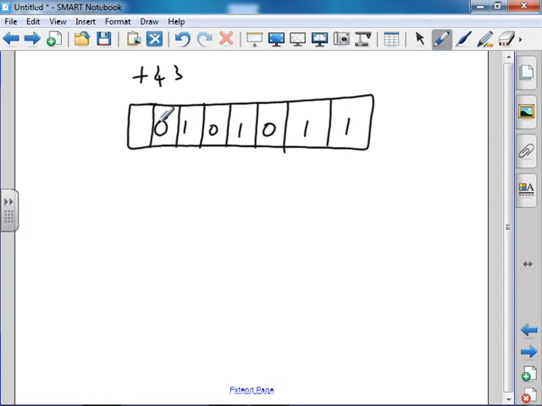Actually, I have told you the 7 bits are used to store the values, and this bit is used to store the sign of the number. So what is the sign? Here the sign is plus, so make it 0. The 0 indicates the sign of the number. It's a sign bit, MSB. This bit is also called MSB, that means most significant bit.